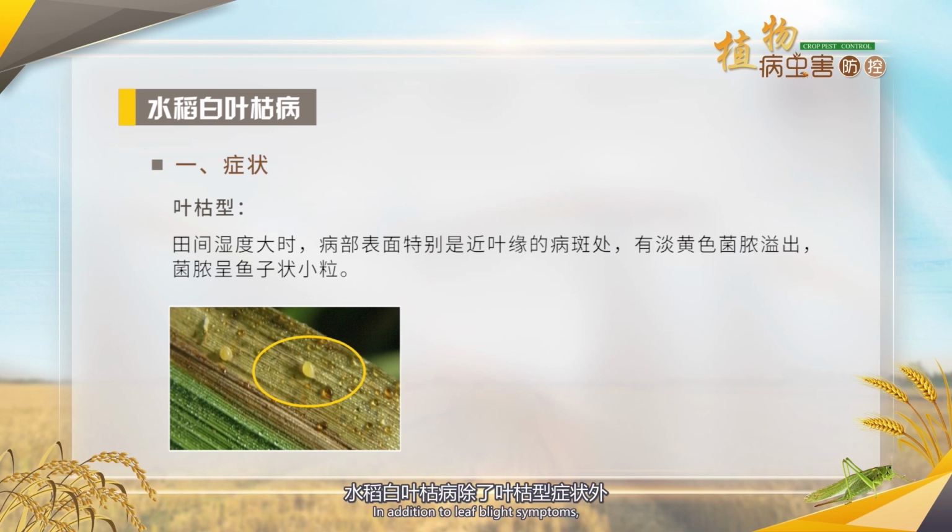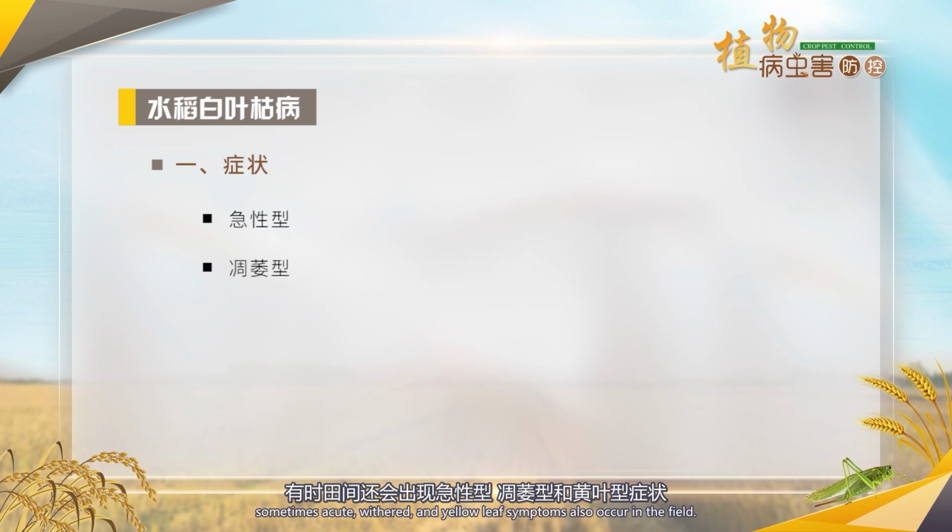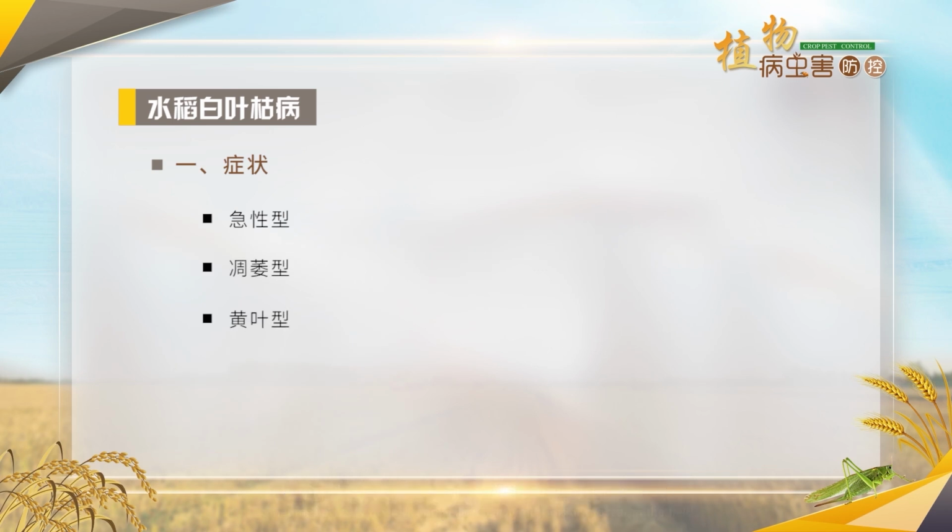In addition to leaf blight symptoms, sometimes acute, withered, and yellow leaf symptoms also occur in the field. As the latter three symptoms are rare, they will not be introduced in detail here. Why does rice suffer from bacterial leaf blight? This can be explained by its pathogen.